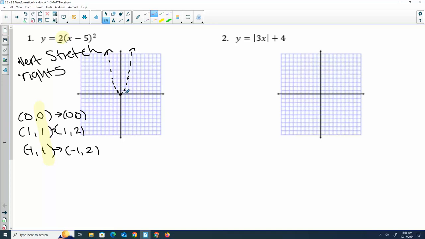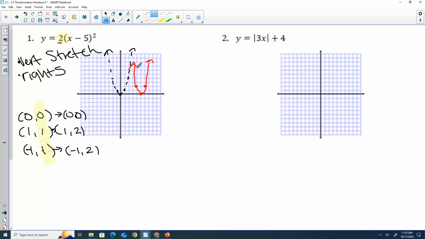So 0, 0 doesn't go anywhere. Right 5. Okay, 1, 1 goes to 1, 2. Right 5. Negative 1, 1 goes to negative 1, 2. Right 5. And that's our final graph.